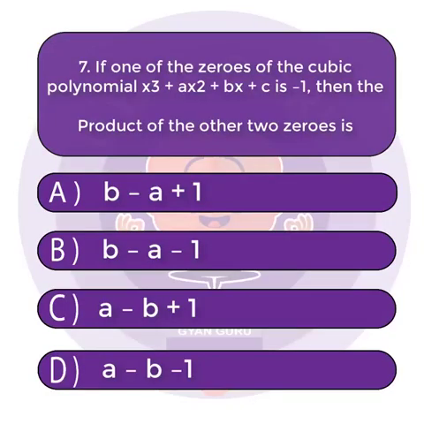If one of the zeros of the cubic polynomial x³ + x² + bx + c is −1, then the product of the other two zeros is: a. b − a + 1, b. b − a − 1, c. a − b + 1, d. a − b − 1.